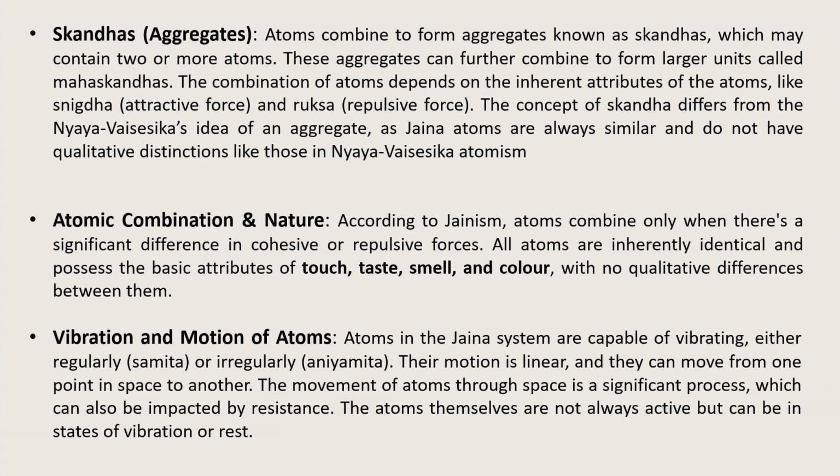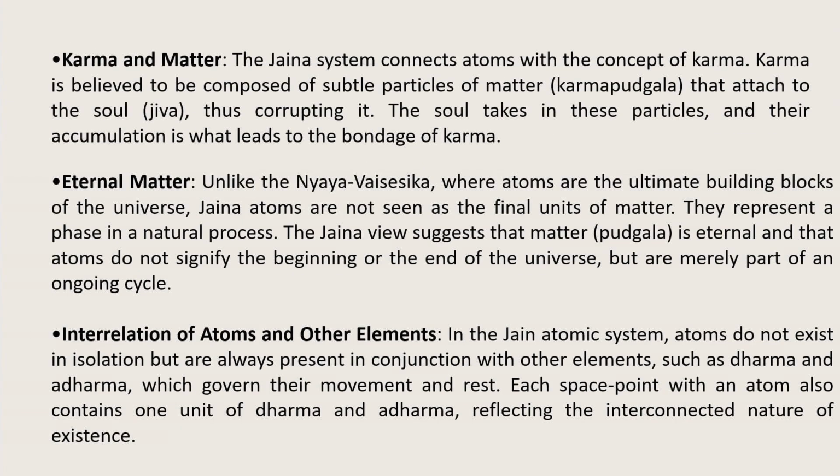Vibration and motion of atoms. Atoms in the Jain system are capable of vibrating either regularly or irregularly. Their motion is linear, and they cannot move from one point in space to another. The movement of atoms through space is a significant process which can also be impacted by resistance. The atoms themselves are not always active but can be in a state of vibration or rest.